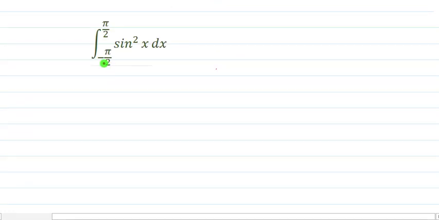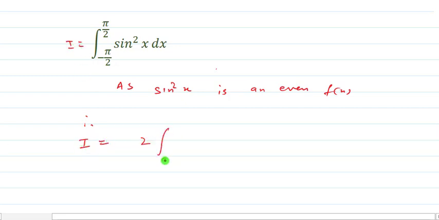Look at this problem. Here again the limit is of the type -a to a. So first step is to check whether the function is even or odd. Clearly sine square x, power of sine is even. So therefore it is an even function. So we'll write sine square x is an even function. So therefore I, let me name it as I, can be written as twice the integral from 0 to pi by 2. Do not forget to change the limit. Limit from -a to a converted into 0 to a. So it is sine square x dx.